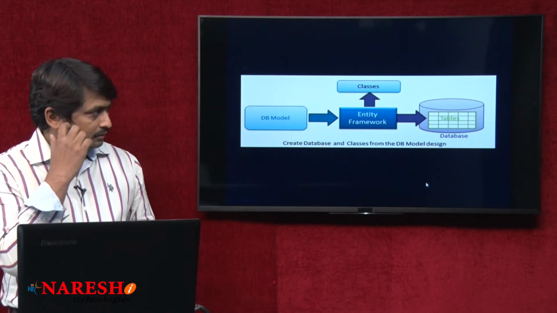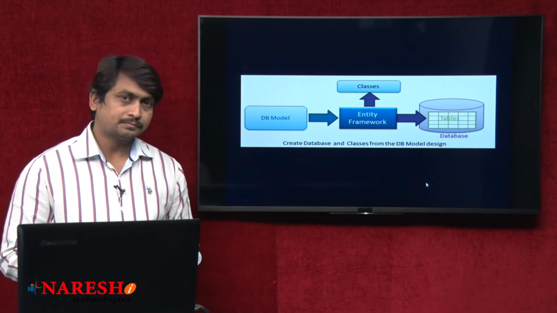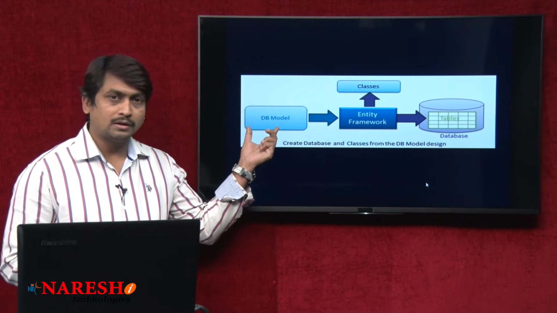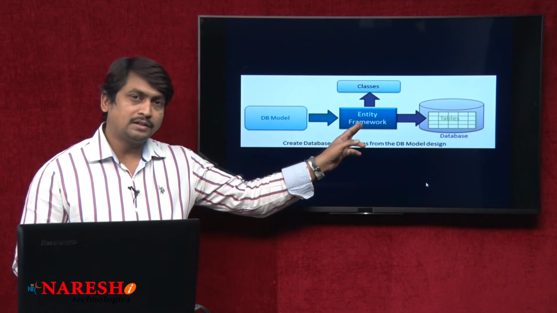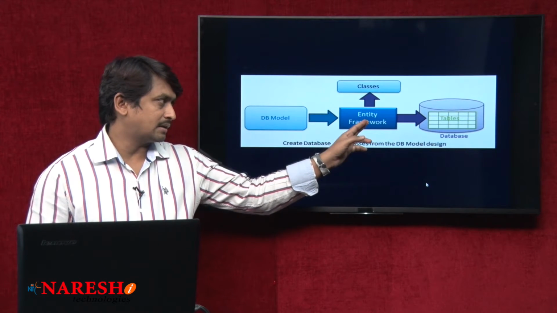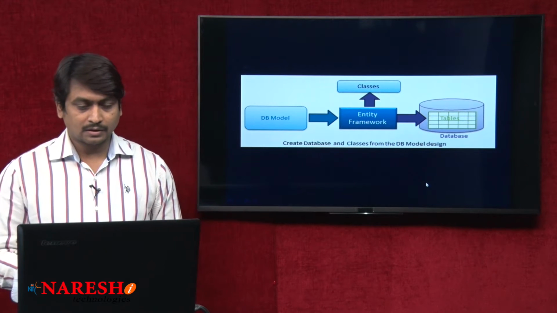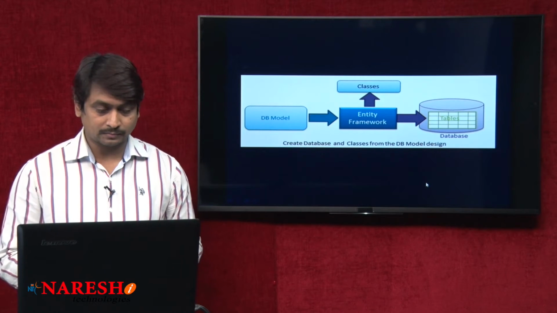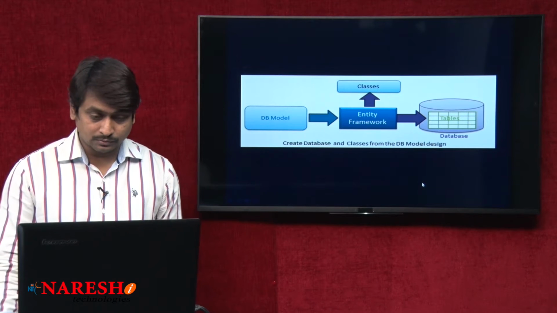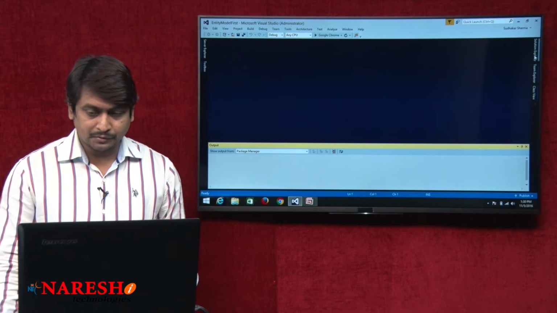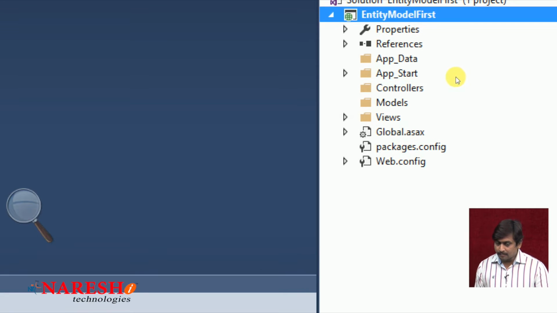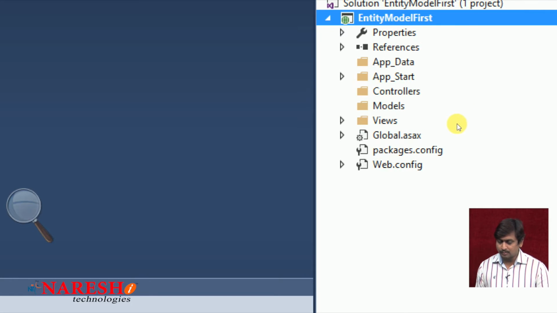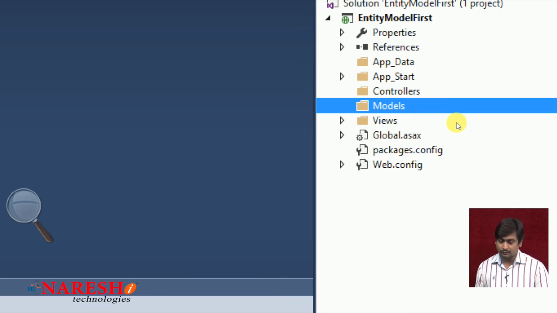So, in this model first architecture, we will have a DB model. This DB model will be used by Entity Framework to generate the classes as well as database tables. Let us see how this approach works. First I will switch to Visual Studio. In Visual Studio, I am creating a new project. It is an empty MVC project with models, controllers and views.